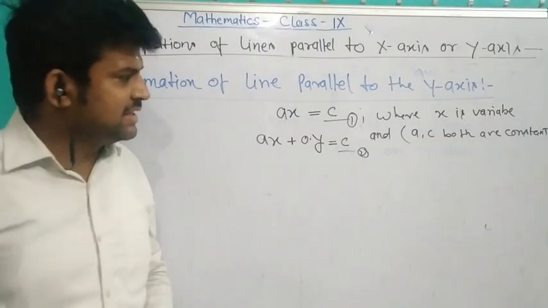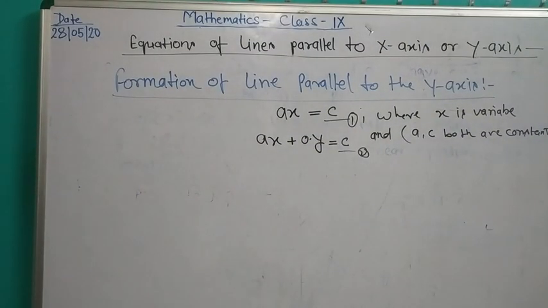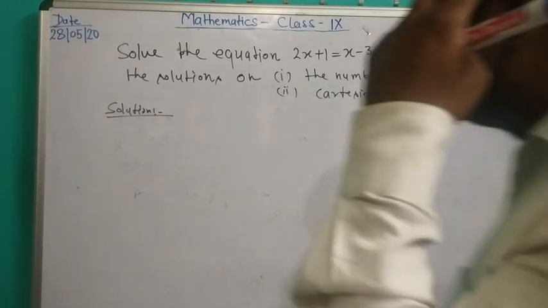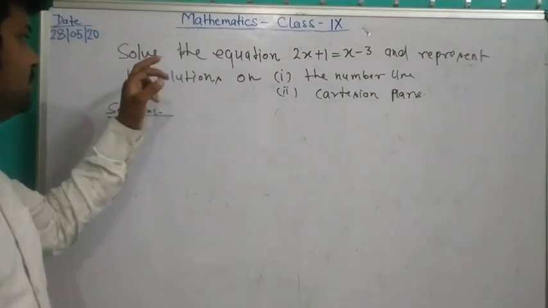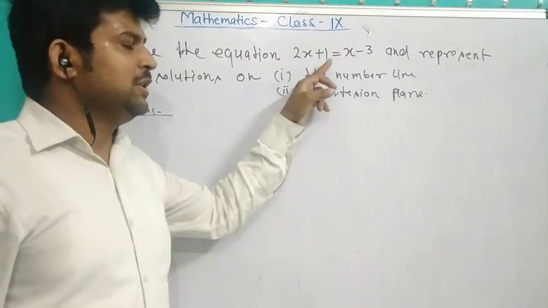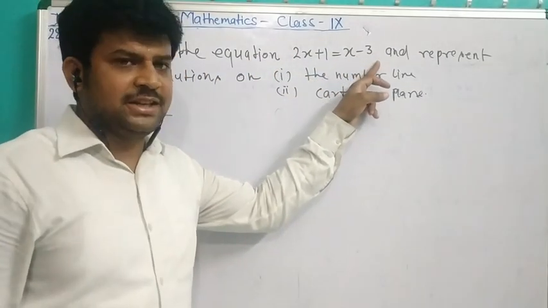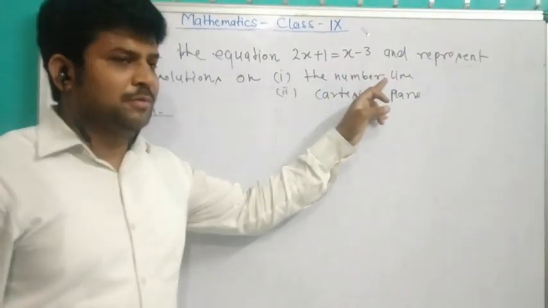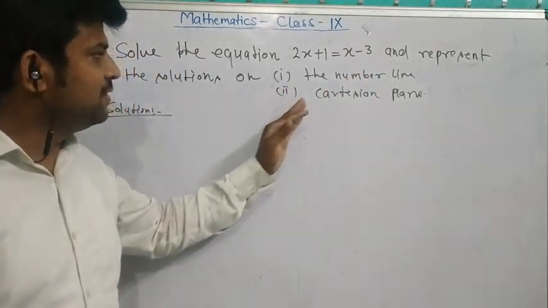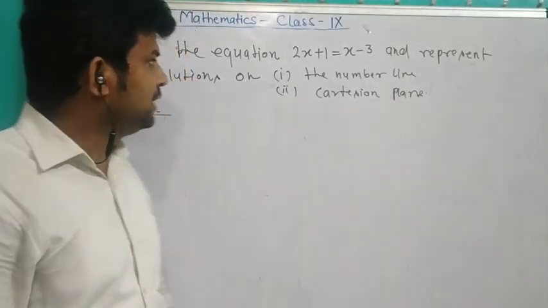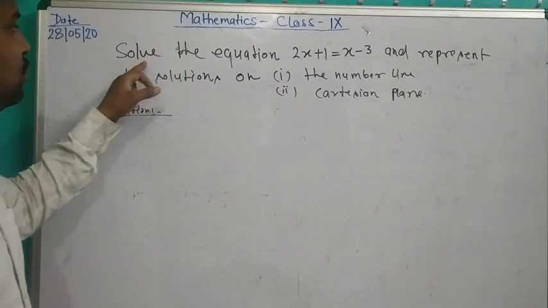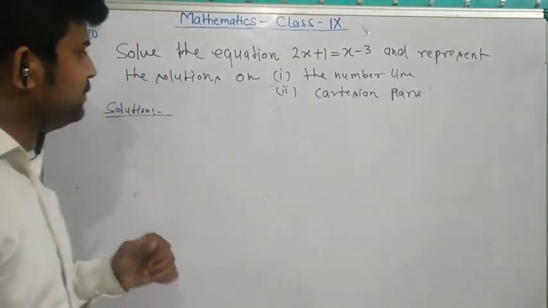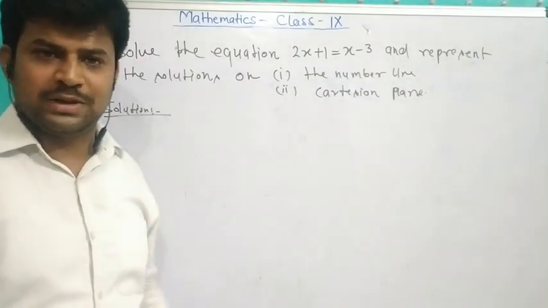Okay, let us understand this through an example. The question is: solve the equation 2x + 1 = x - 3 and represent the solutions, first, on the number line, and second, on the Cartesian plane. First of all, we solve the equation 2x + 1 = x - 3.